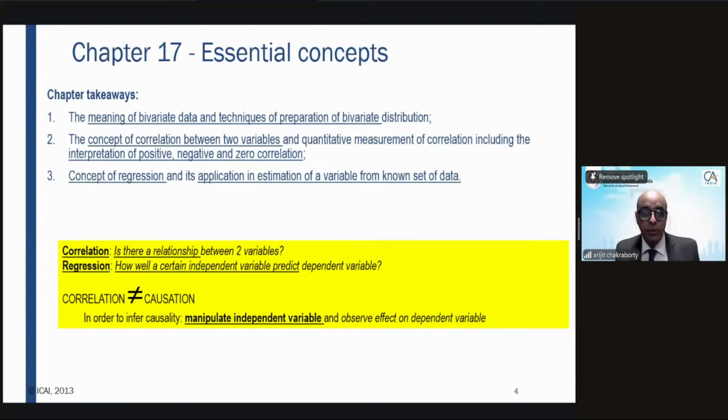So please note that correlation does not mean that there is a cause and effect relation. We are just trying to find out whether there is a relation between two variables. Okay.